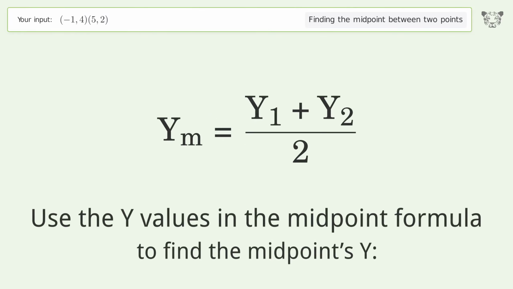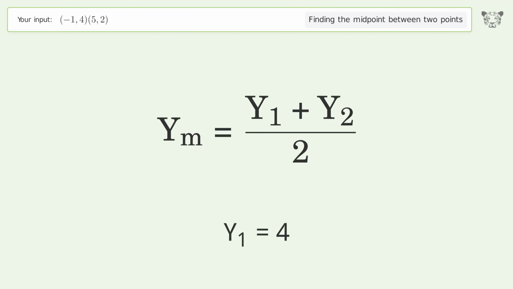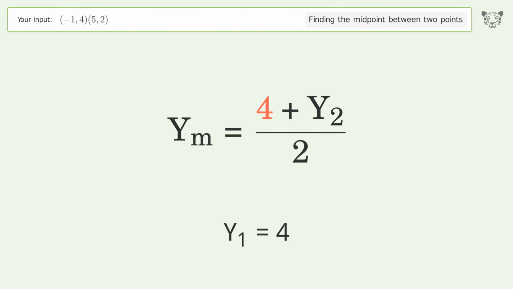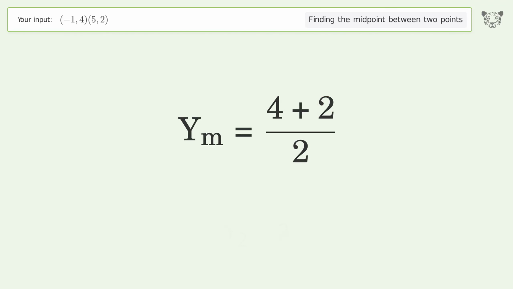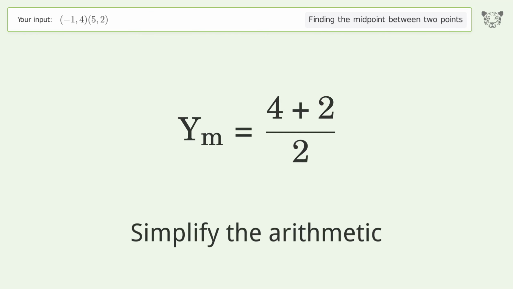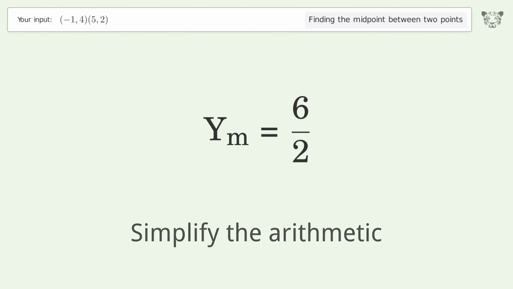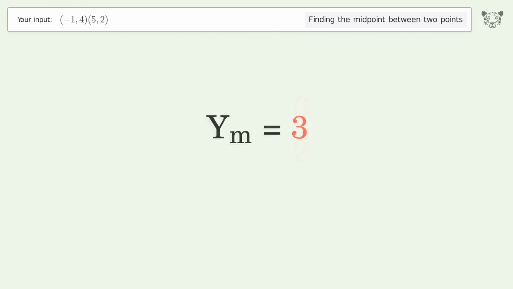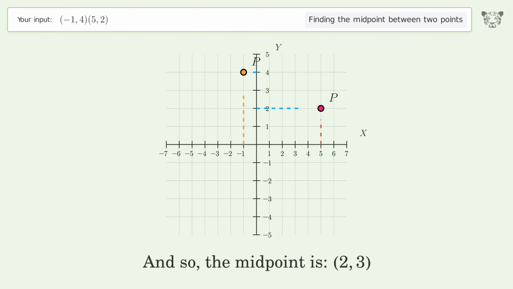Use the y values in the midpoint formula to find the midpoint's y. y1 equals 4. y2 equals 2. Simplify the arithmetic. And so, the midpoint is 2, 3.